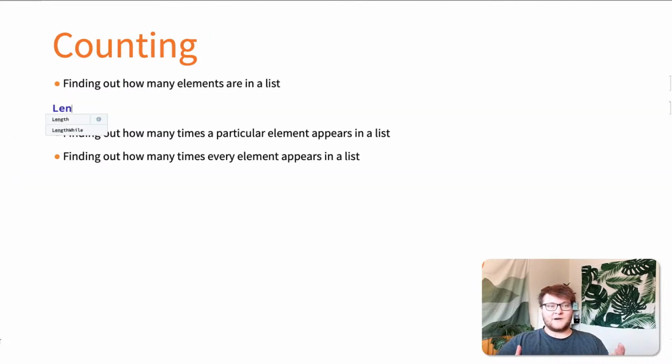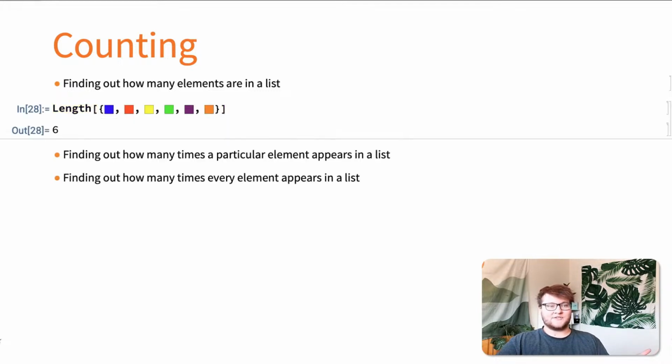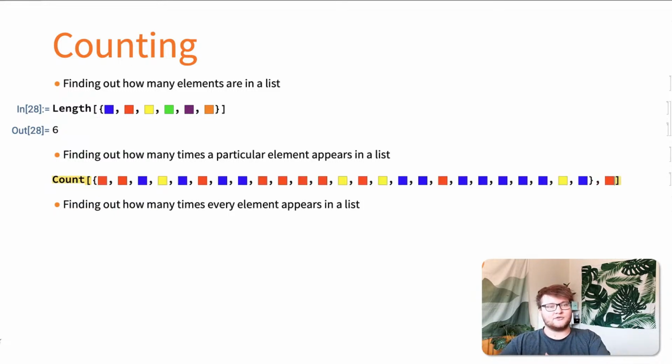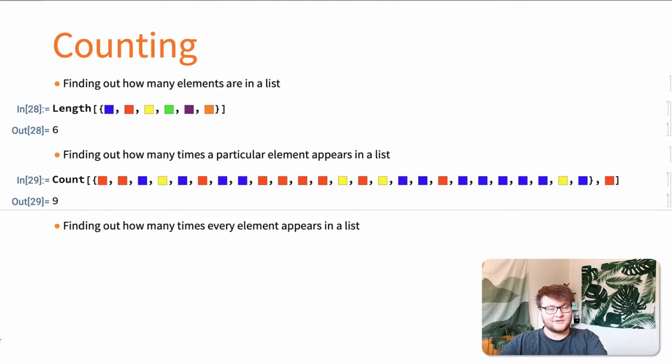So we might want to find out how many elements are in a list, which we've done lots of times before, and we could do that using length. We might also want to find out how many times a particular element appears in the list. So the function count takes a list, and it takes the thing that you would like to count, and in this case it's going to count how many red squares are in my list, which in this case is 9.